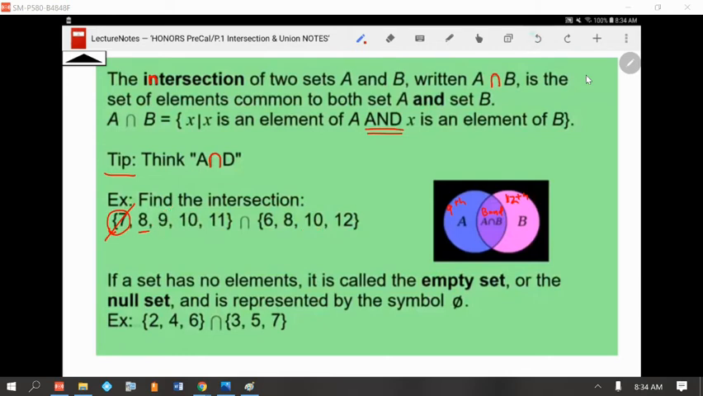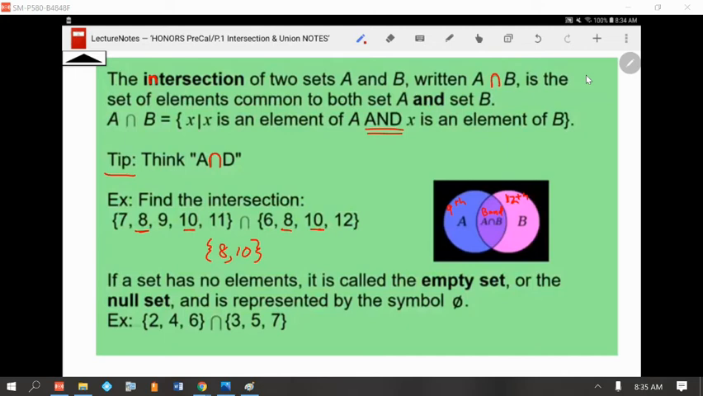I'm going to undo all that just because now I can't see what you wrote. You wrote over top of everything, right? 8 and 10, both sets have in common. So, what is the intersection? The intersection is the set with 8 and 10. Now, if you write the answer without the braces, that's okay. I'm not going to count it wrong.